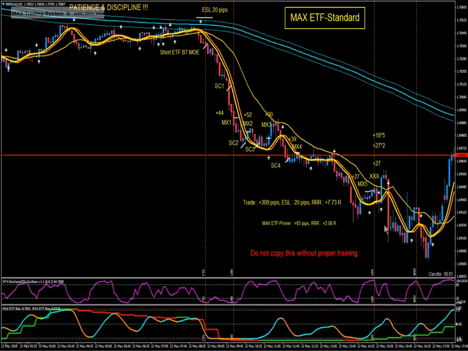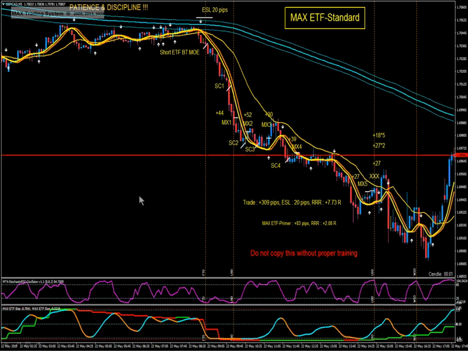And so this is an example of a trend like the previous example with the Max ETF primer, but you can see that with the Max ETF standard, the result is way, way more important. In the Max primer, the reward to risk ratio was plus 2.08R, which is still a nice result, but with the ETF standard and the scaling technique, we have been able to catch more than 300 pips for a nice 7.73R profit. With a 2% risk, this represents 15.4% profit in just one day with one trade in one pair. Consider if you can trade 2 pairs simultaneously.